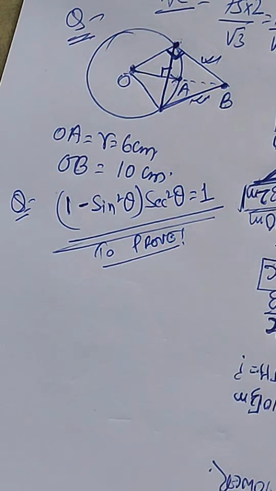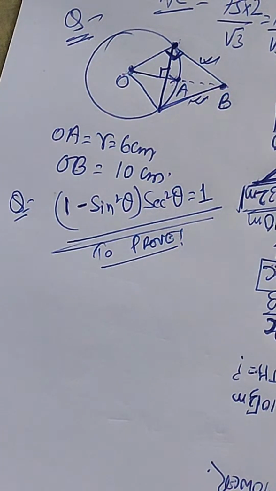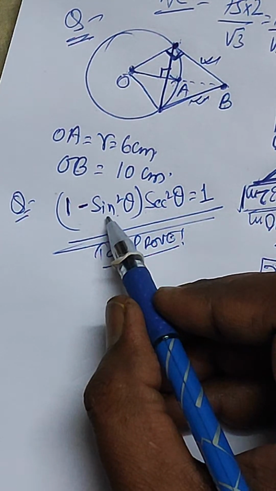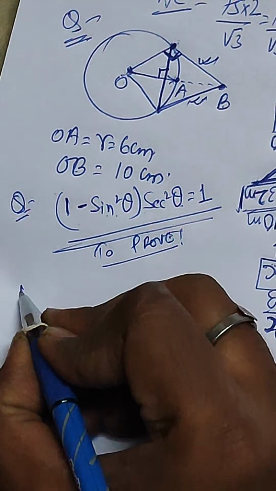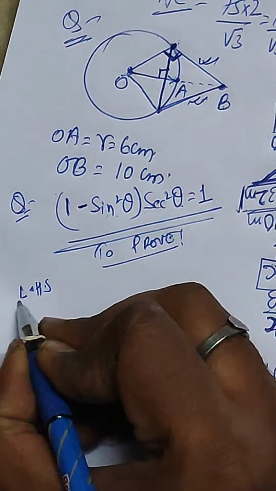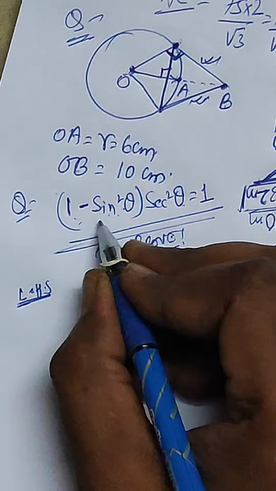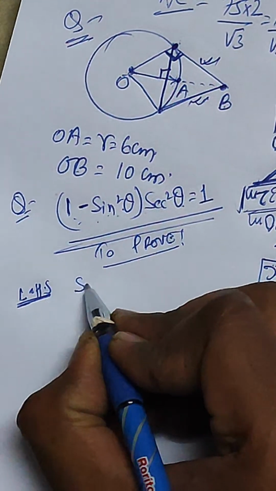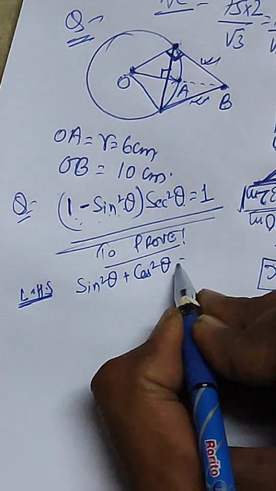So what we can do in such questions, my dear friend, is take the LHS and simply break it. When you break it, the LHS will look like this: 1 minus sine square theta. So basically it's very simple, we know that sine square theta plus cos square theta equal to 1.